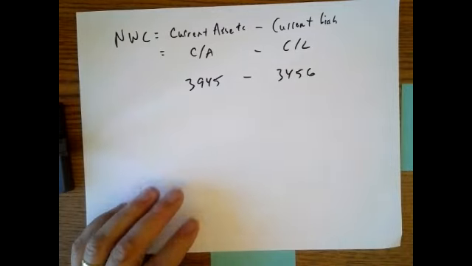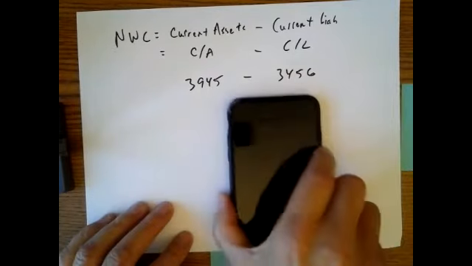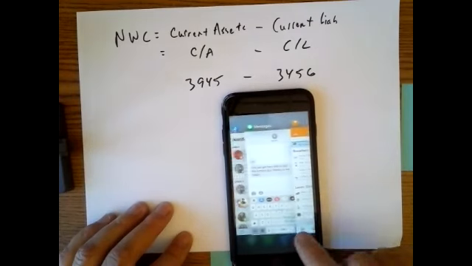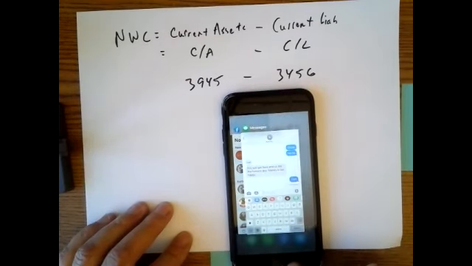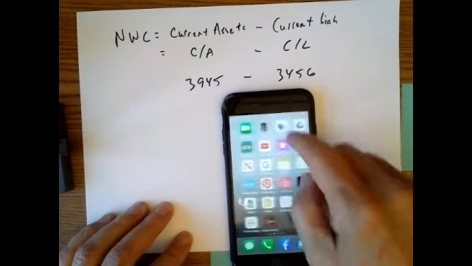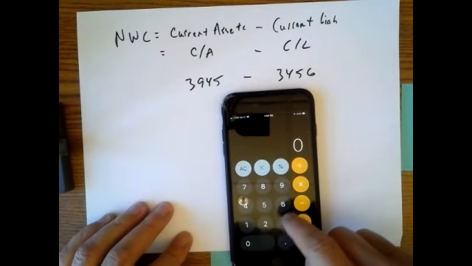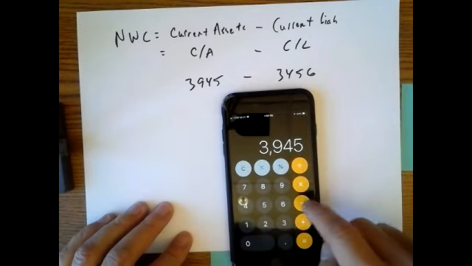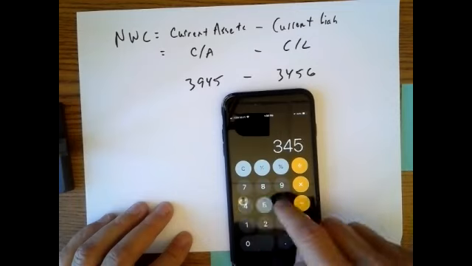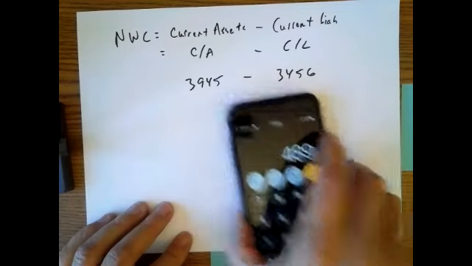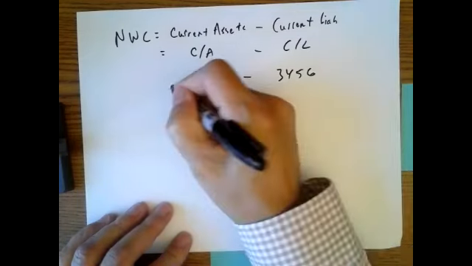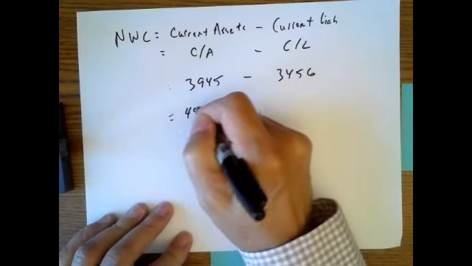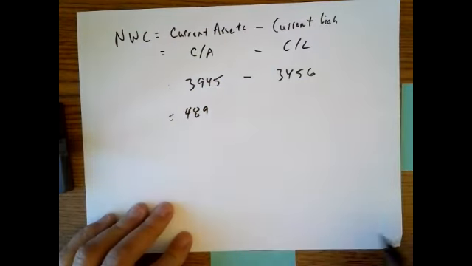So getting our handy dandy calculator here. 3,945 minus 3,456 gives us 489. So net working capital is 489,000.